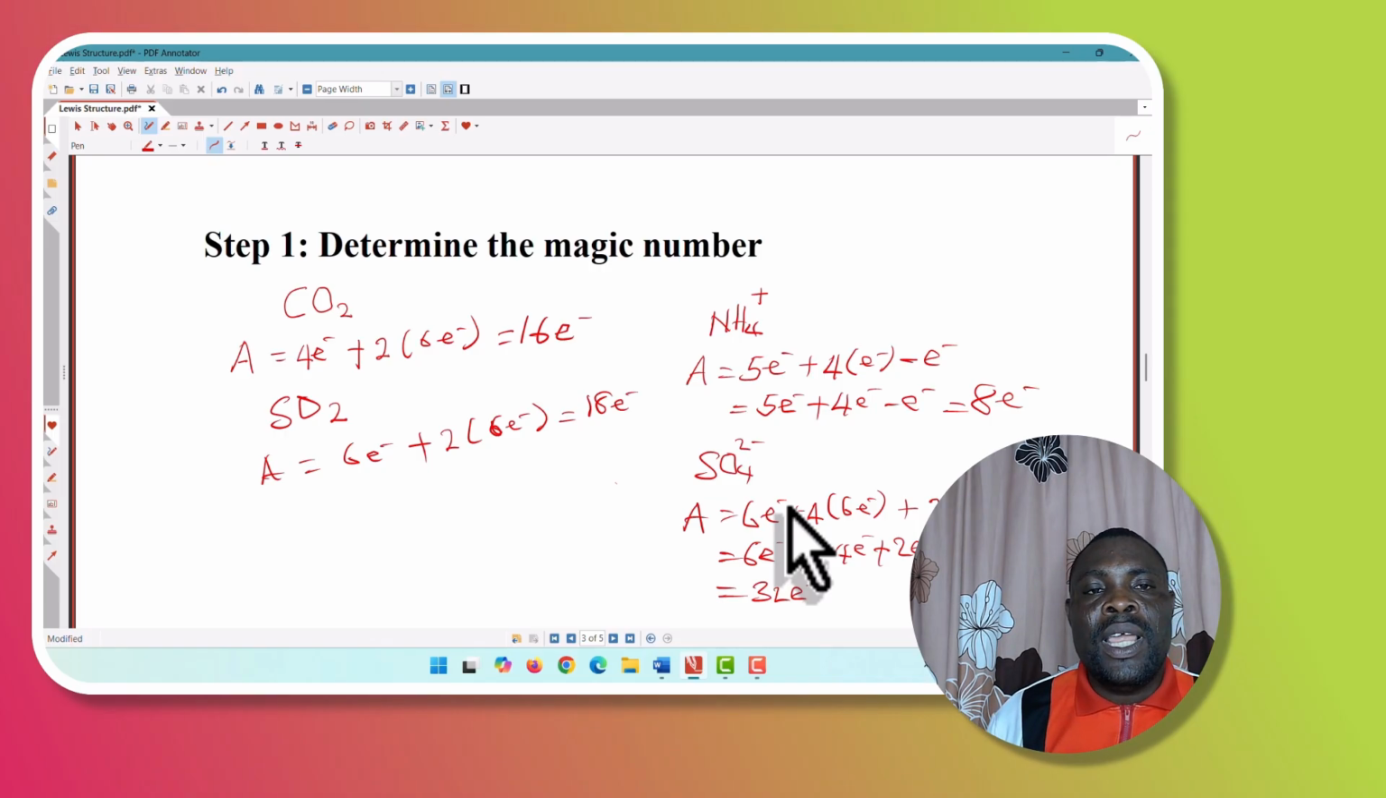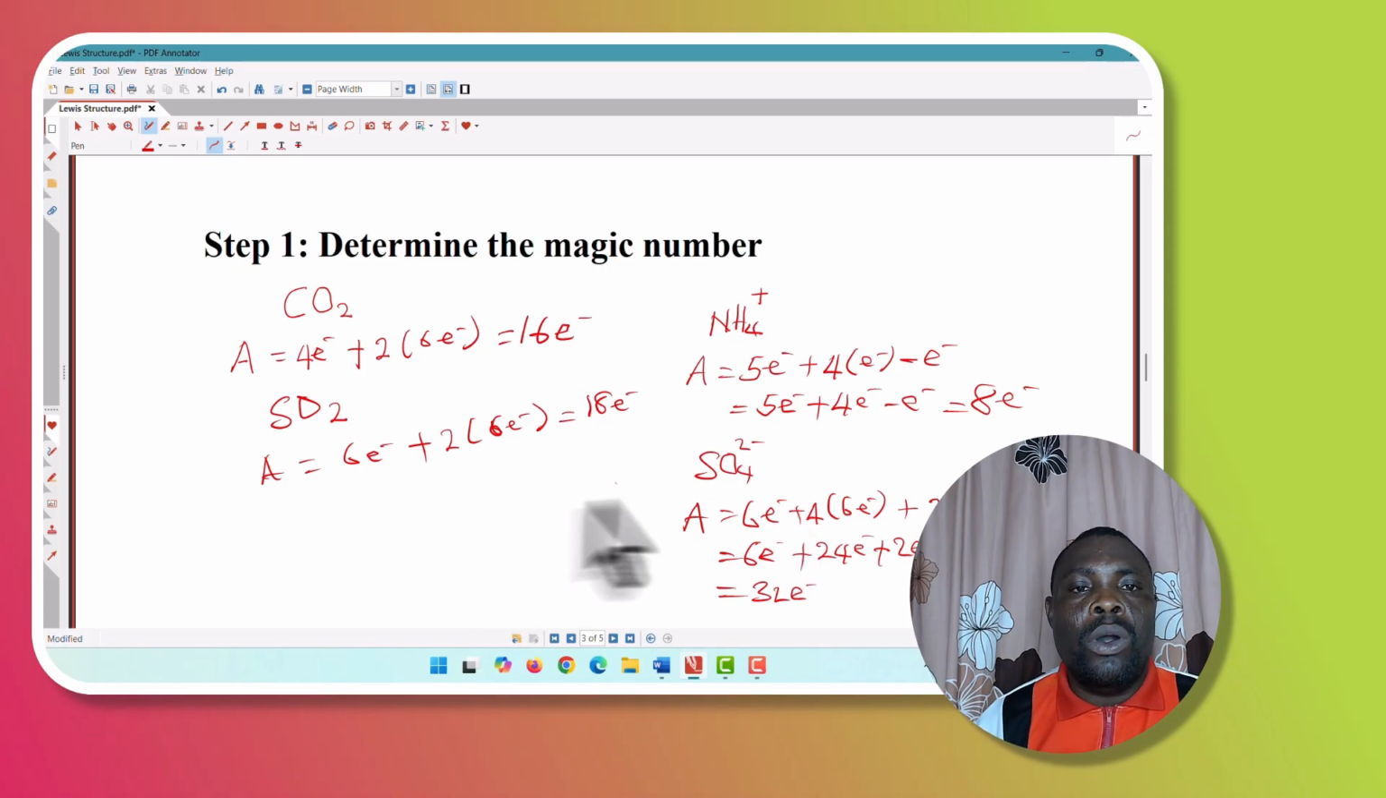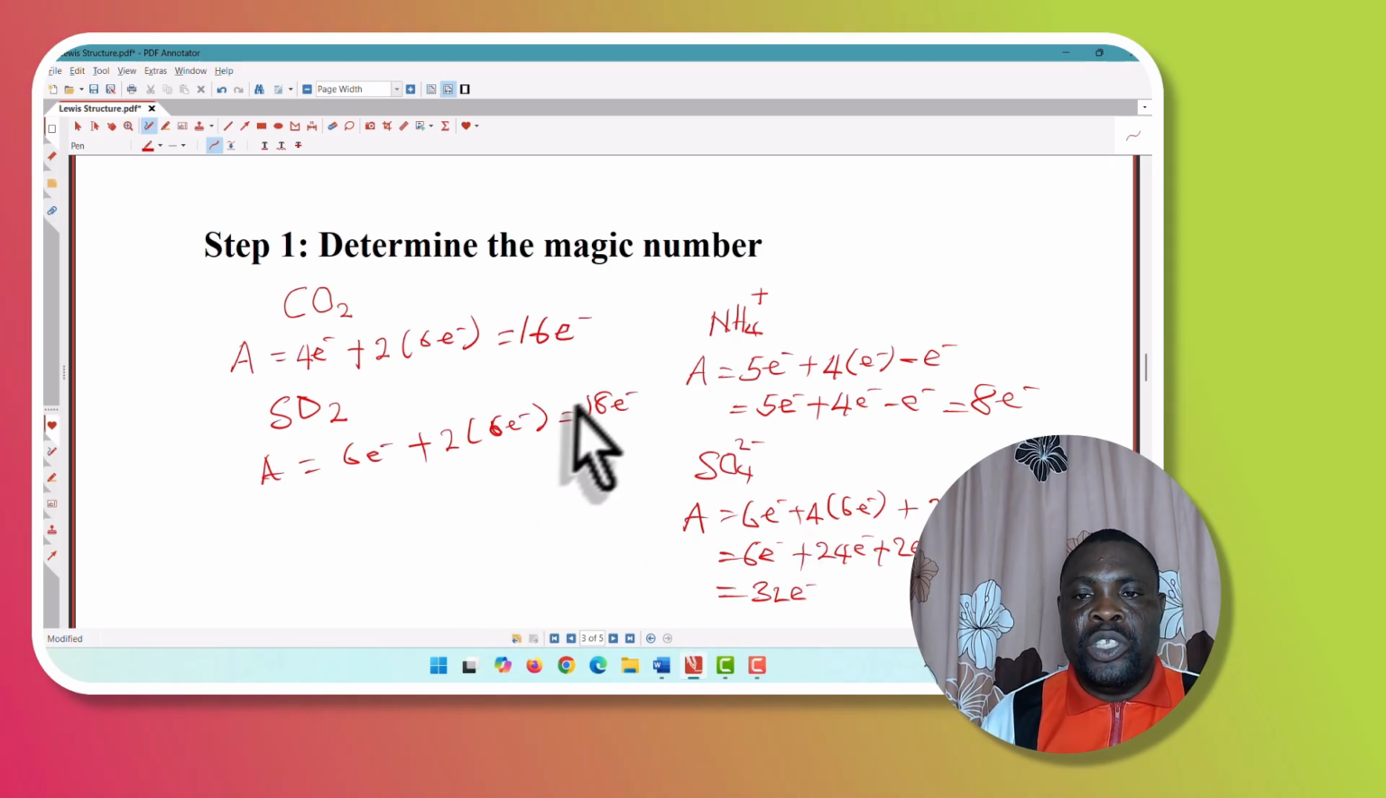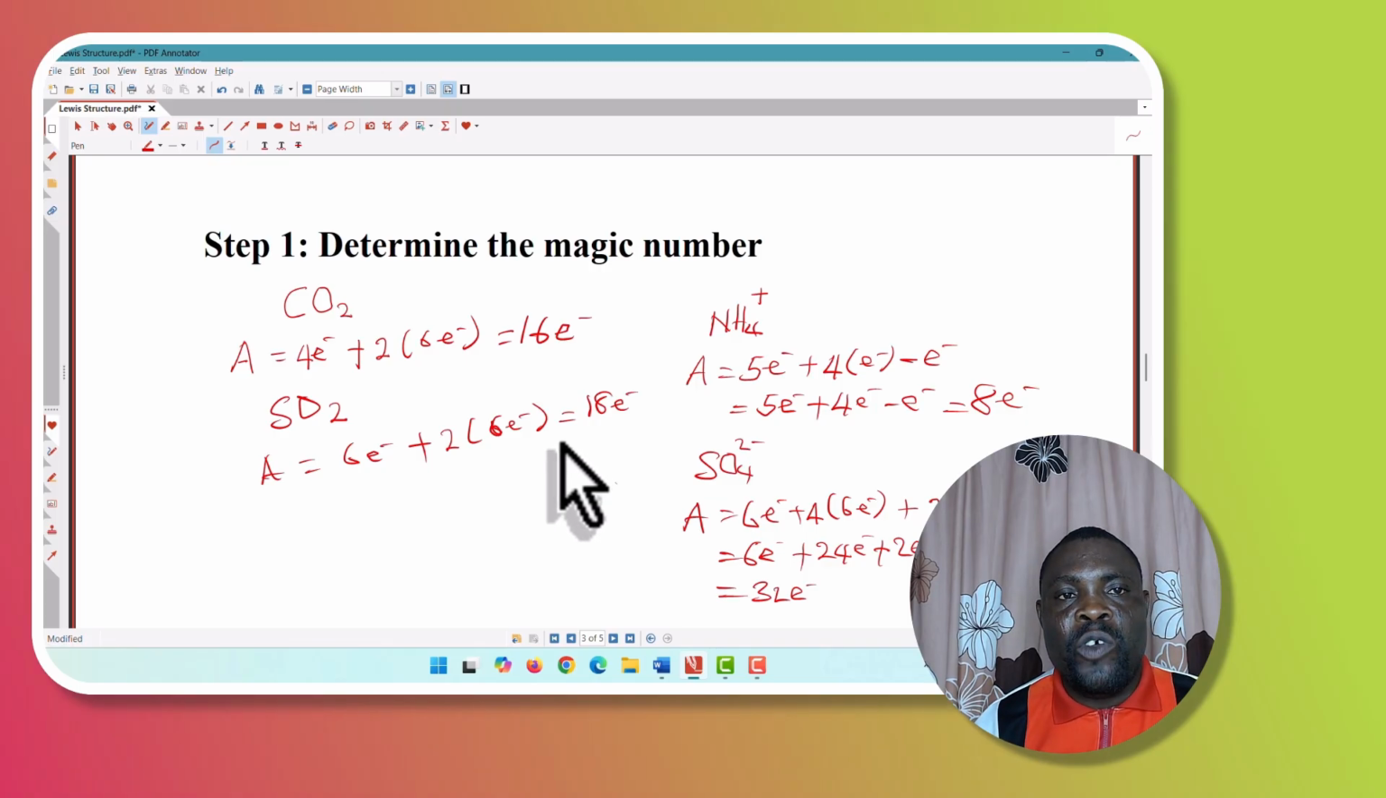So you can go on and try your hands on other species, other molecules you can see, and practice to ensure that you master the first step before in our next video we deal with the second step.